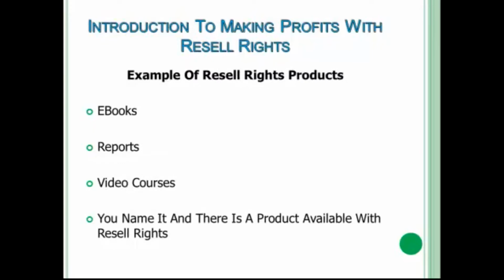Examples of resale rights products. Ebooks are one of the number one products to buy or sell with resale rights. Reports are also very popular amongst resale rights buyers and creators. Also, people find them very convenient because they are not as lengthy as an ebook. Video courses are also very popular because a lot of people nowadays prefer to learn a task or a skill through a video rather than reading text in a book or report.